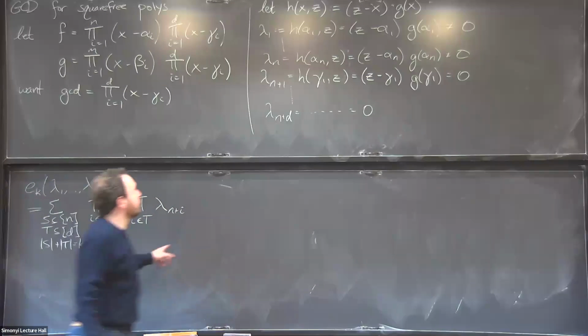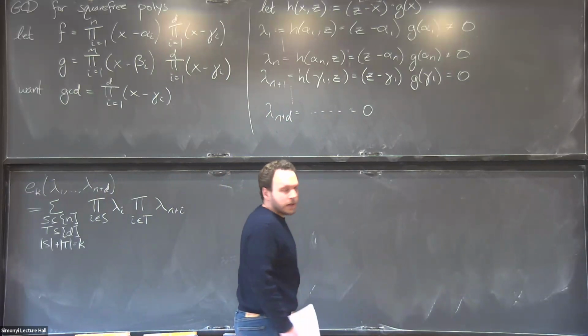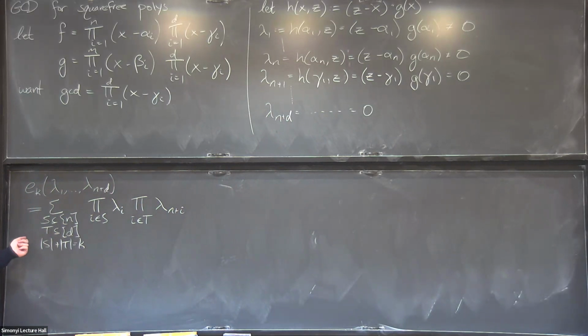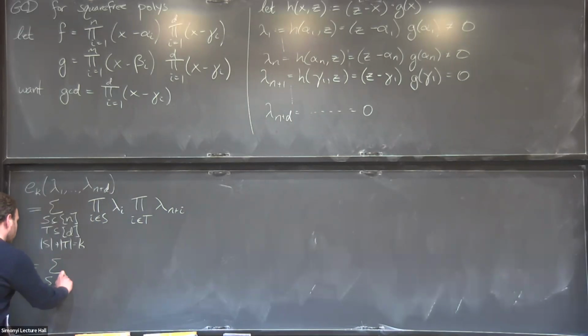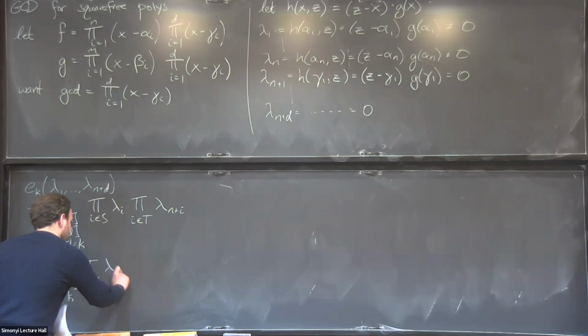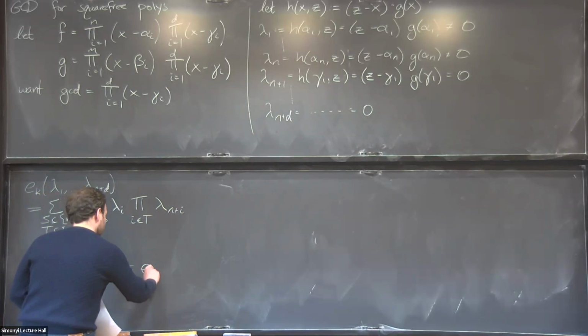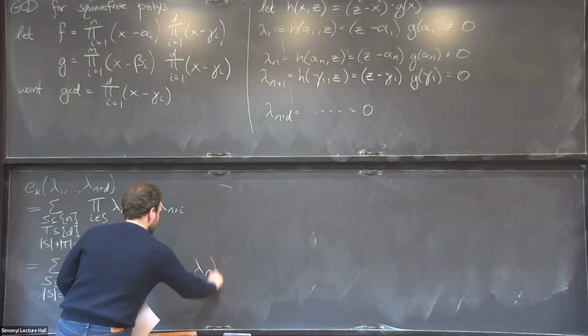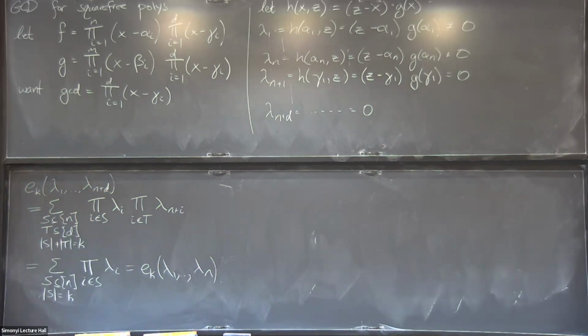But now, the last d of these lambdas, they're all zero. So if this set T is non-empty, I get a zero term. So in fact, this is only summing over subsets of n of size k of the product of these lambda i's, which is just the same thing as the elementary symmetric polynomial evaluated on the first n of these lambdas.